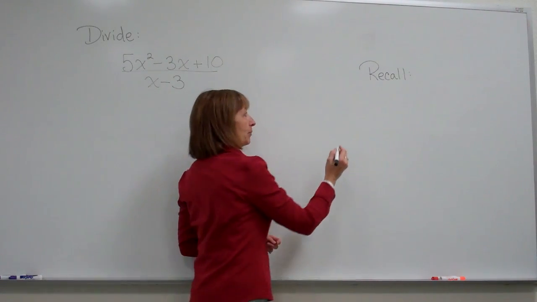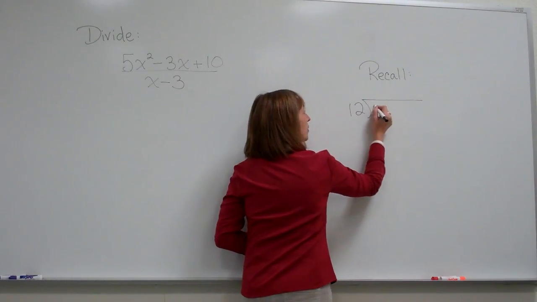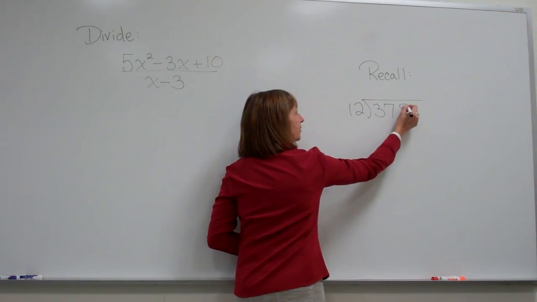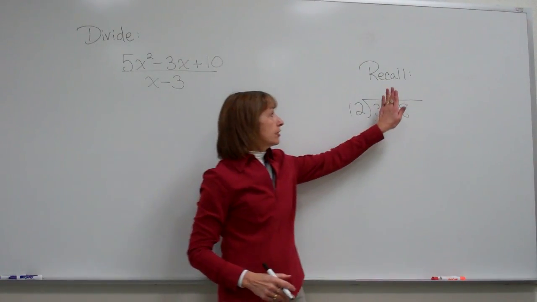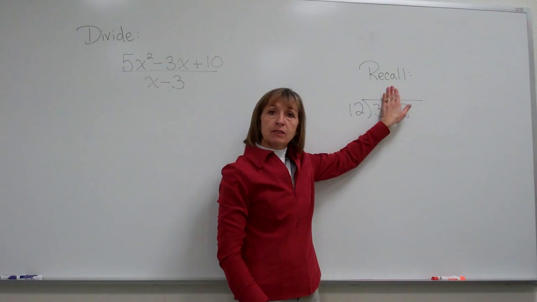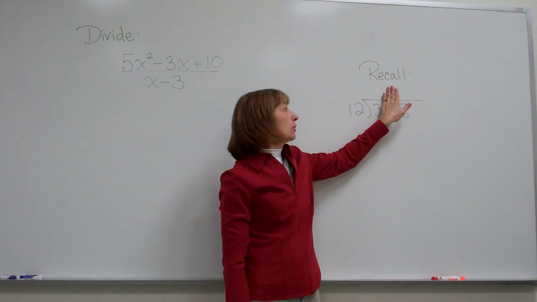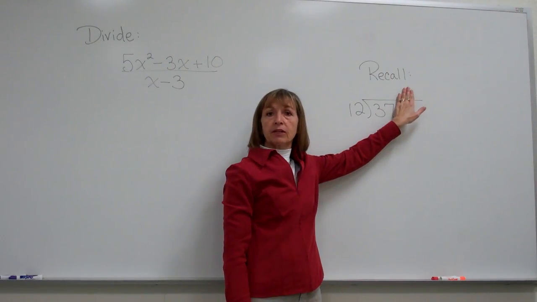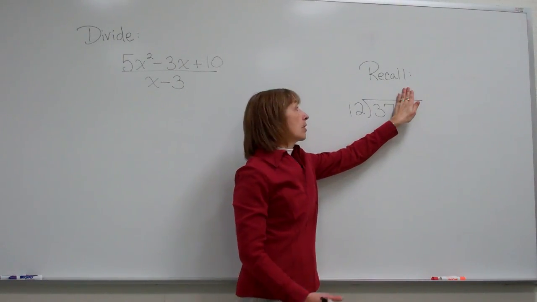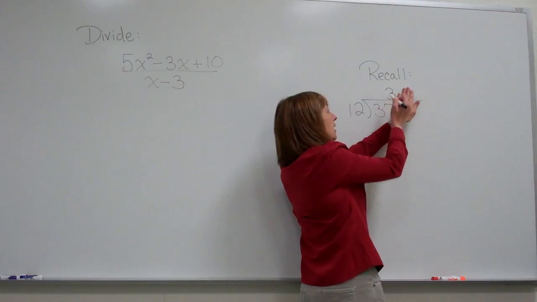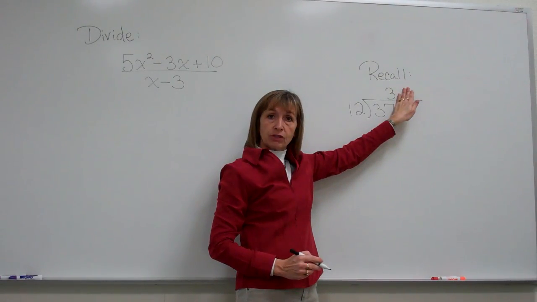So let's say, for example, we were dividing 12 into 378. Well, if we're dividing 12 into 378, the first thing we would do is say, what times 12 gets me closest to 3 without going over? And since you can't do that, then you would go and move down another place value. What times 12 gets us closest to 37 without going over? Well, 3 does that. And then we take the 3 times the 12. Well, 3 times 12 is 36.